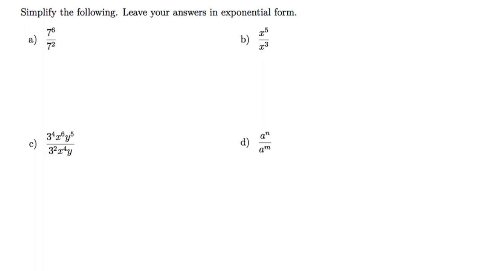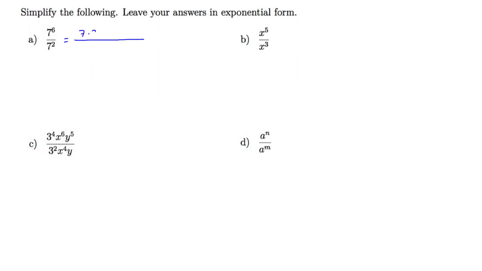In this example, we will look at a rule for exponents that is used when dividing monomials. For all of these, we will go back to what exponents mean and use our understanding of that to come up with a shortcut. In part A, we have 7 to the 6th divided by 7 to the 2nd.